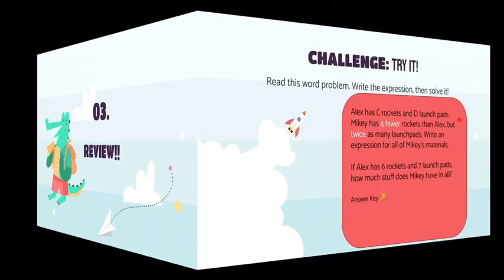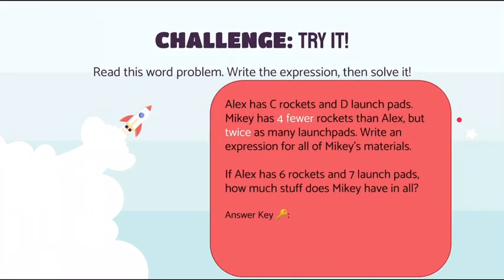Review. Read this word problem, write the expression, and then solve it. Let's read this problem. Alex has C rockets and D launch pads. Mikey has 4 fewer rockets than Alex, but twice as many launch pads. Write an expression for all Mikey's materials.